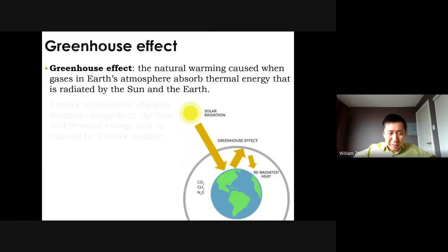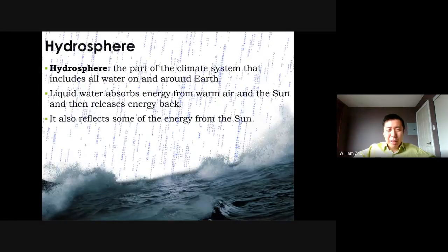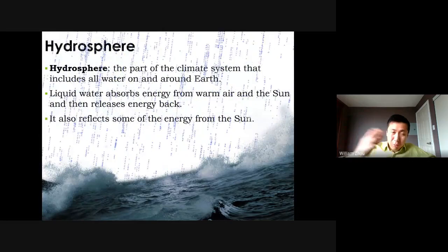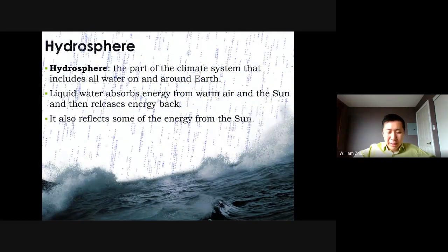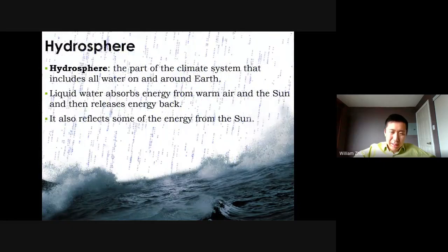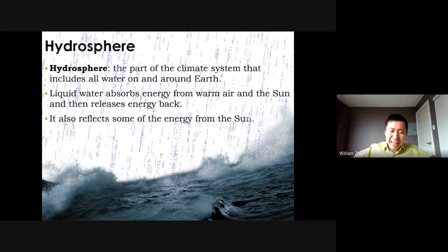Thank you. All right. Okay, anyway, hydrosphere, all the water on the Earth. Now, water also absorbs energy from the sun, and water can heat up as a result, and then it will release energy back again. So these interactions will affect the climate.